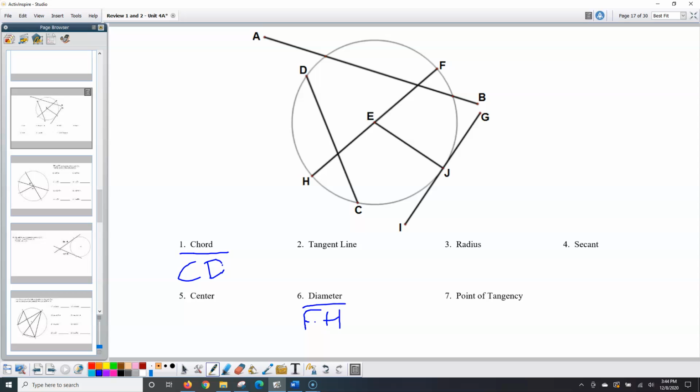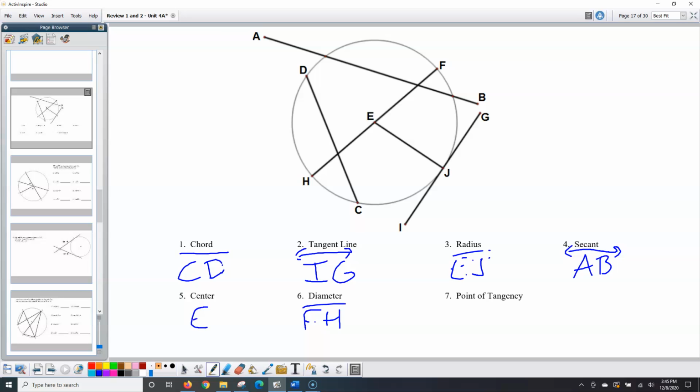Tangent line. A tangent line touches the circle in one spot. That's IG. Notice it has arrows at the end of it. Radius, EJ, EF, or EH, any of those would work. And number 4, a secant line. Secant lines touch the circle twice. So I'm going to say AB.